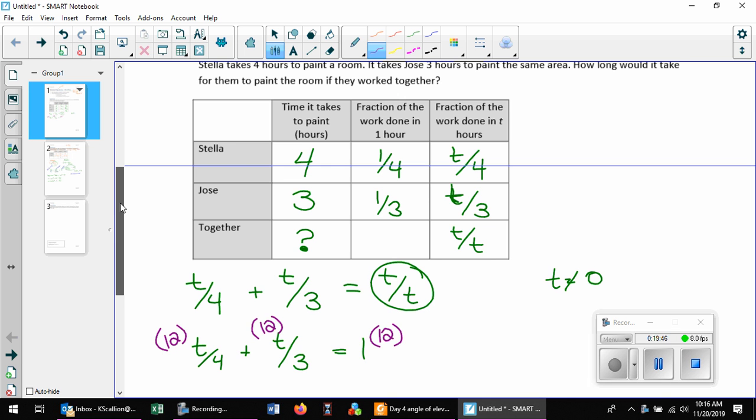Because it said how much work is done in T hours, because we don't know. T is the unknown, right? How much time is it going to take to paint the room? Well, I know however long it takes to paint the room, Stella can do it in a quarter of the time, right? And same with Jose. And we know that the total T, when Stella and Jose are working together, has to equal the denominator, because it has to be finished. Like, it can't be a fraction done, it has to be completed. Right. Hence the statement.